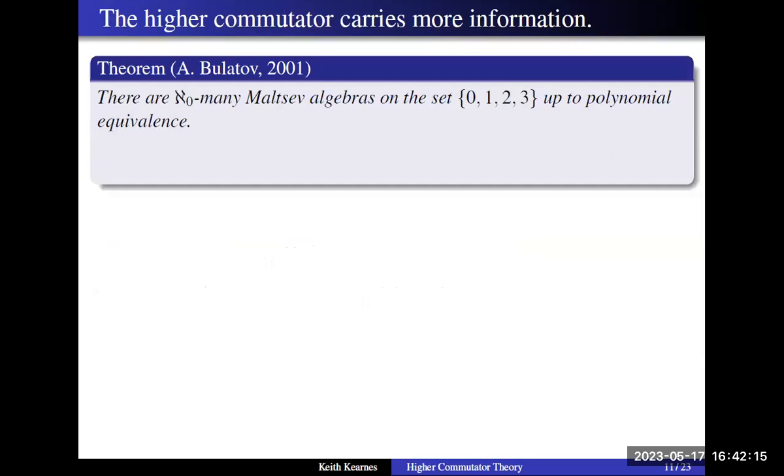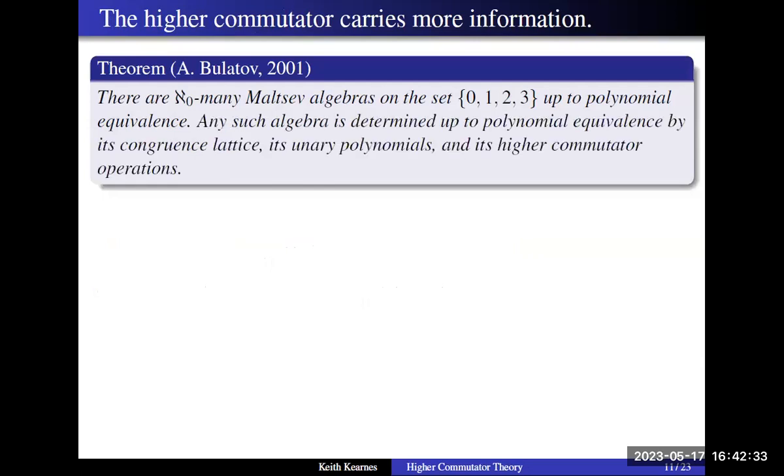So this is Bulatov's paper where he first published the Bulatov definition that Meredith introduced in his talk. He studied clones with Malsev operation on the set 0, 1, 2, 3. He proved there are aleph not many such clones up to polynomial equivalence, and he proved this fact. Any algebra on the set 0, 1, 2, 3, with some operations added, including a Malsev operation, is completely determined by specifying its congruence lattice, its unary polynomials, and the higher commutator operations as operations on the congruence lattice.